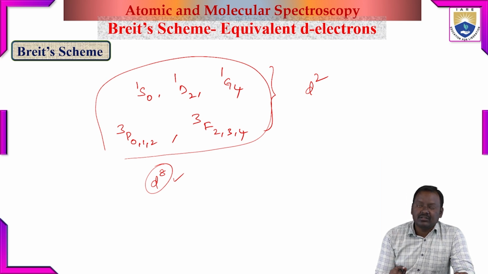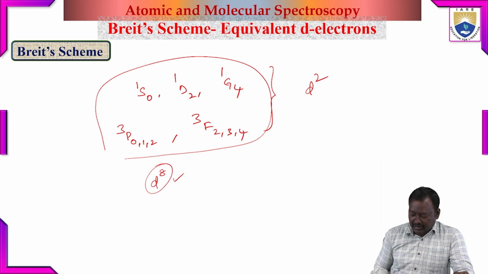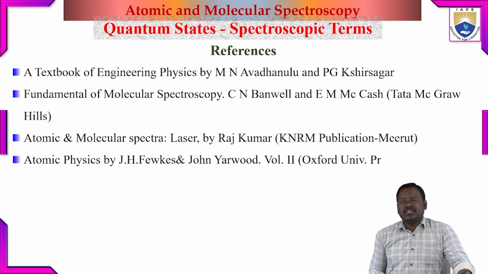Okay, so this is the procedure to find the spectral terms for equivalent electrons in D subshell, P subshell, whatever the subshell, by using the Breit scheme. So it is very easy to find the spectral terms for equivalent electrons in any subshell by using the Breit scheme. Okay, so these are the references we follow.